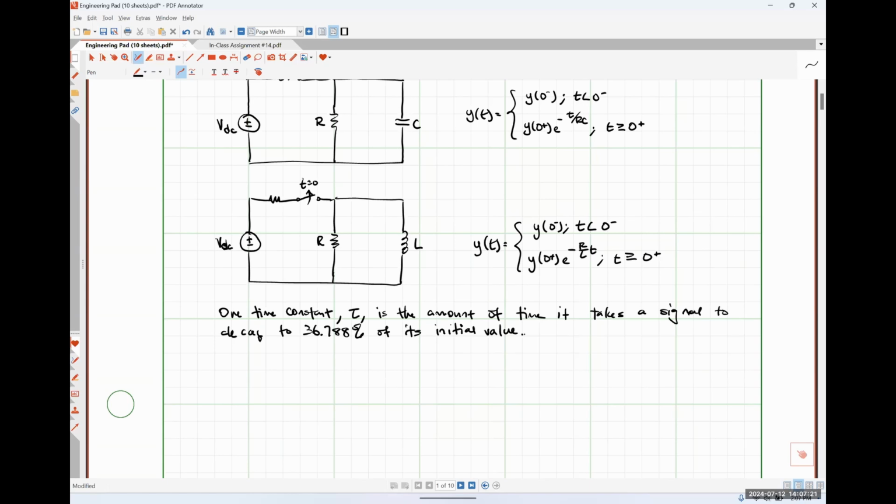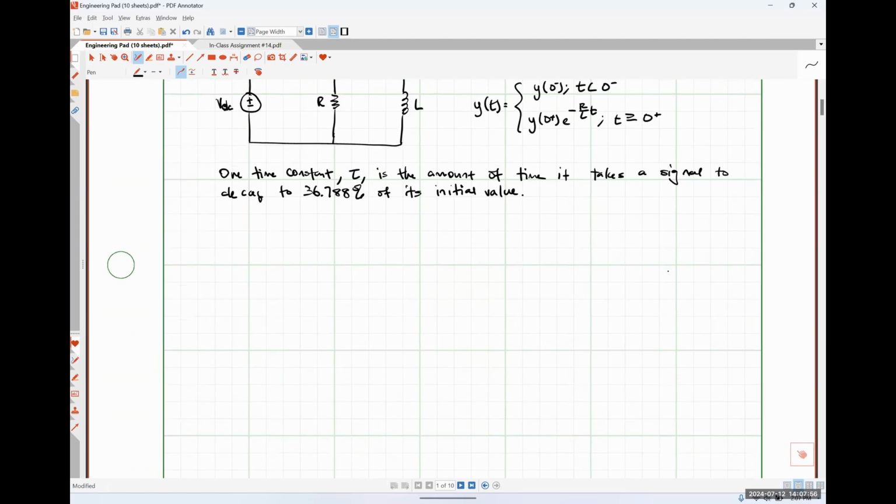Now, you may be thinking to yourself, and it would be a pretty normal thing to think, what is so special about 36.788%? That seems like a very odd number, okay? Why not use decay to 50% so that it would be similar to a half-life in chemistry or something like that? Well, the reason why 36.788% is used is because that is exactly equal to e to the minus 1 power, okay?